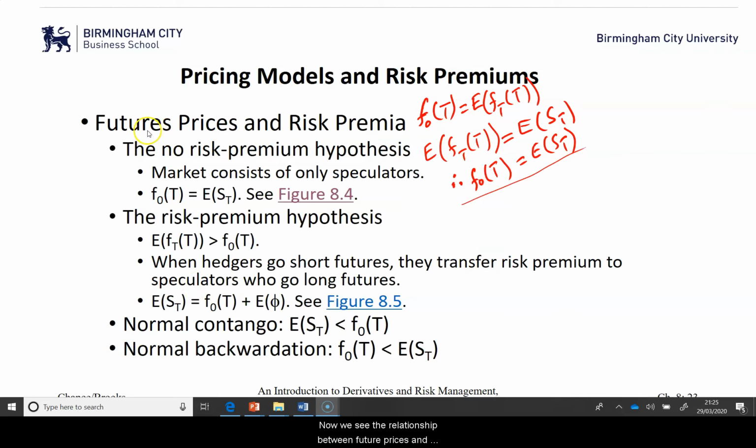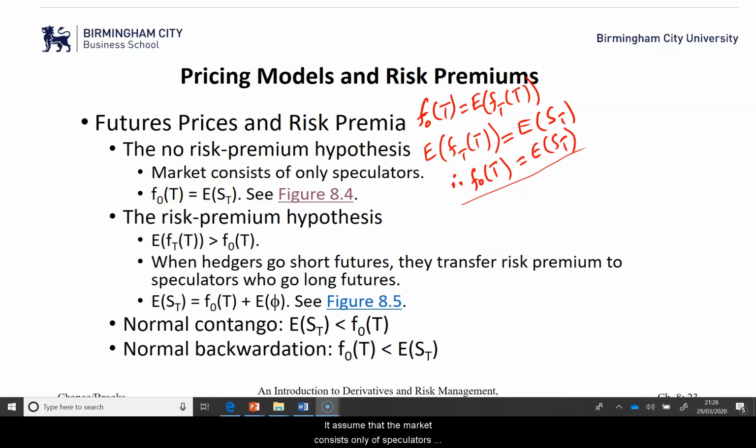Now we see the relationship between future prices and risk premium, and there are two hypotheses that we are covering here. The first one is the no risk premium hypothesis, and the second one is the risk premium hypothesis. The no risk premium hypothesis assumes that there is no risk premium in future prices, and therefore the future price today is equal to the expected spot price at expiration. That is, the best estimate of the future expected spot price is the current future price.